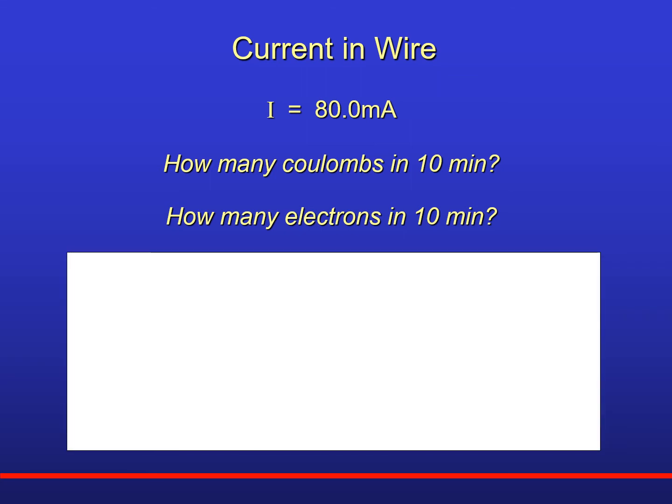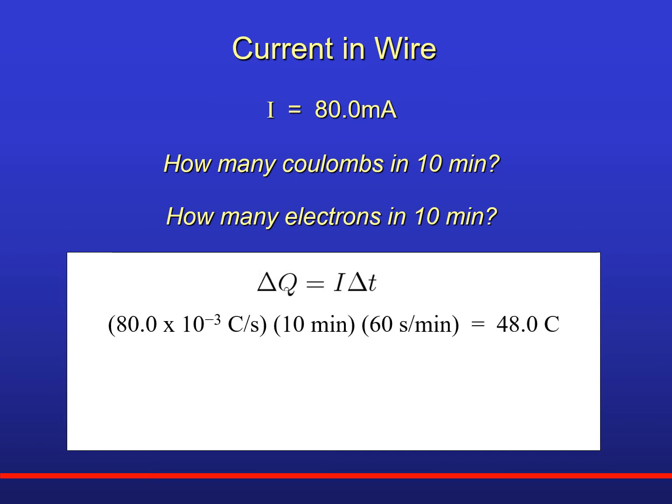Let's bring up the whiteboard. Remember, current, capital I, equals delta Q over delta T. Therefore, delta Q, the amount of charge, is equal to the current times the time. Current is charge per time. You multiply by time, you get charge. Delta Q is I delta T.